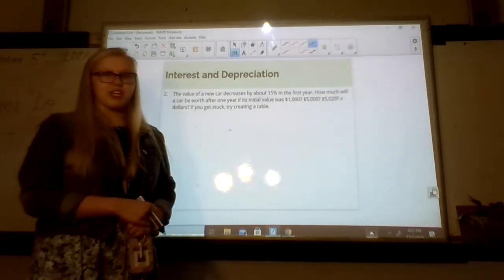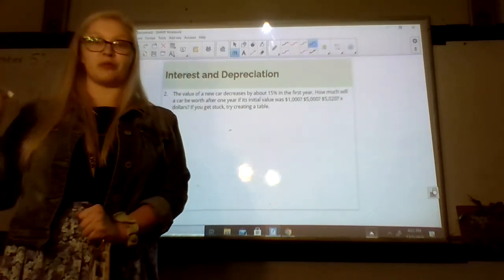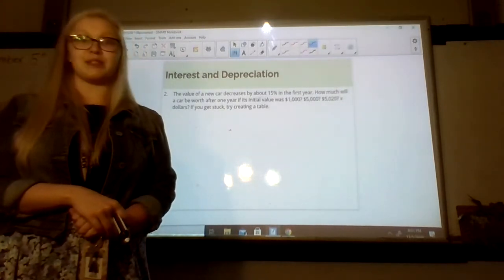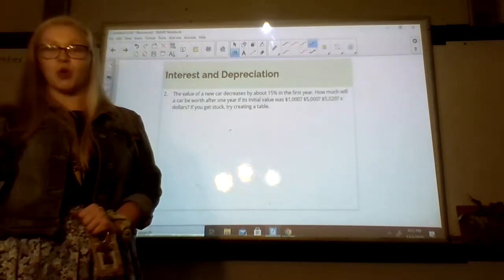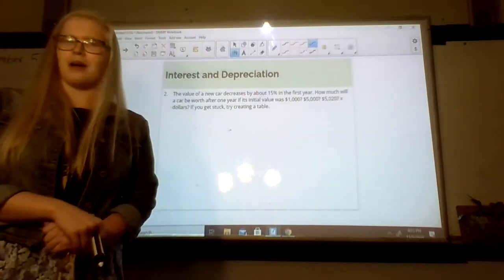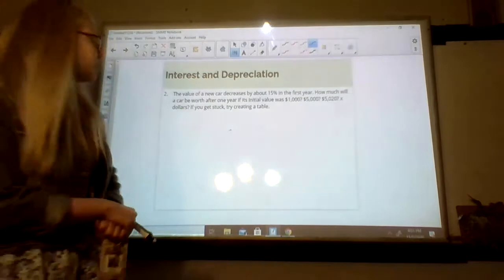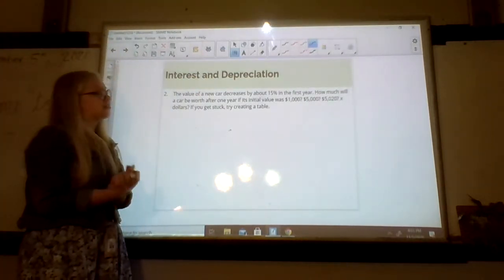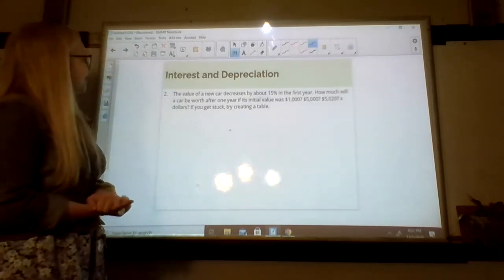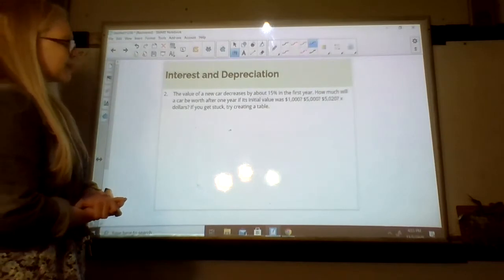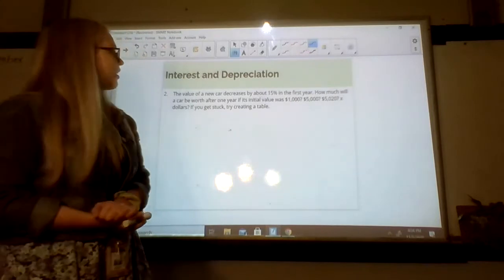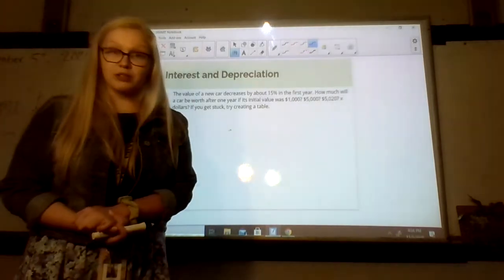Now we're going to talk about depreciation. So cars, the second you drive them off the lot, depreciate in value. What that means is if you buy a $10,000 car, the second you drop it off the lot, it's going to drop in value. It's no longer worth $10,000. Crazy, I know. It sucks. So, the value of a new car decreases by about 15% in the first year. That is a lot. How much will a car be worth after 1 year if its initial value was $1,000, $5,000, $5,020, and X amount of dollars? Those are really, really, really cheap cars, by the way.